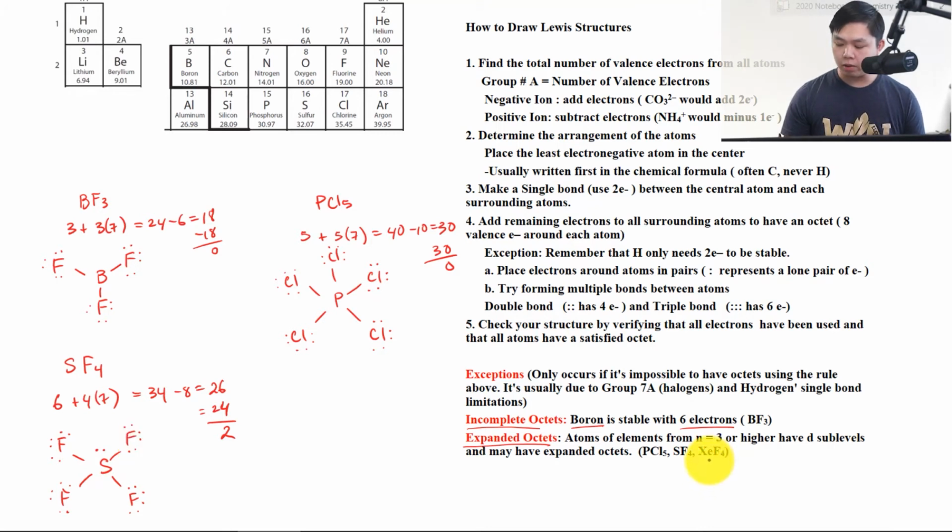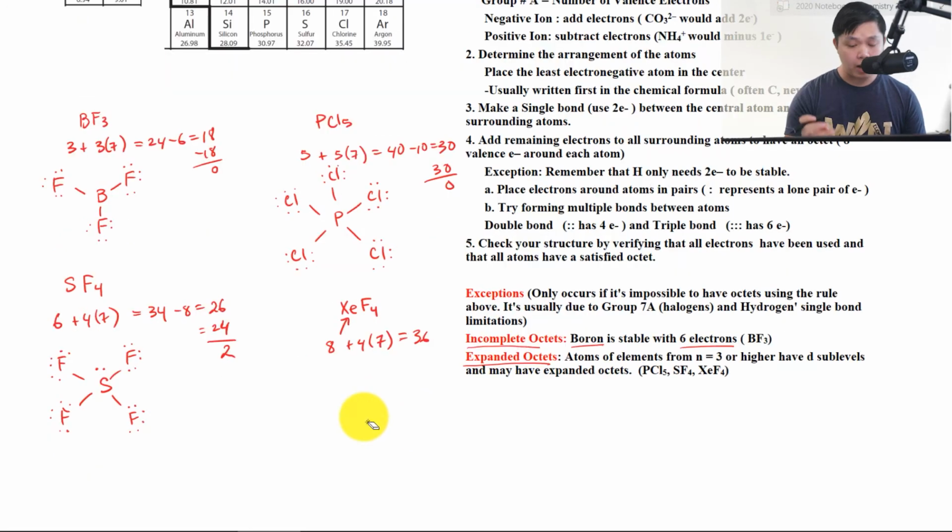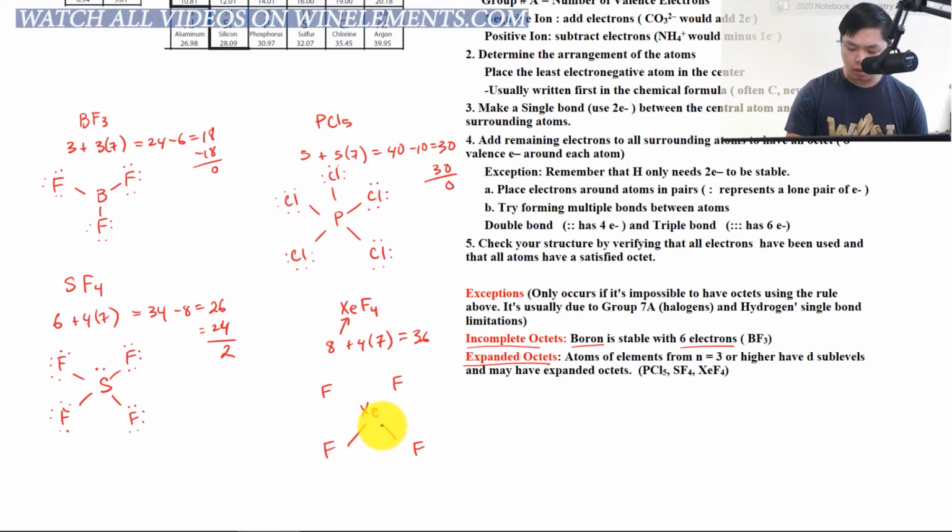Now let's go to this one here, XeF4. Xenon and fluorine. Xenon, if you remember, is one of the noble gases, and this is in group 8A. So therefore it's 8 plus 4 times 7. We have 7 times 4 is 28 plus 8. That's equal to 36. Now let's continue to draw. We have xenon in the center and fluorine around it. Draw the single bonds. Now we put the electrons on the surrounding atoms so that they all have an octet.